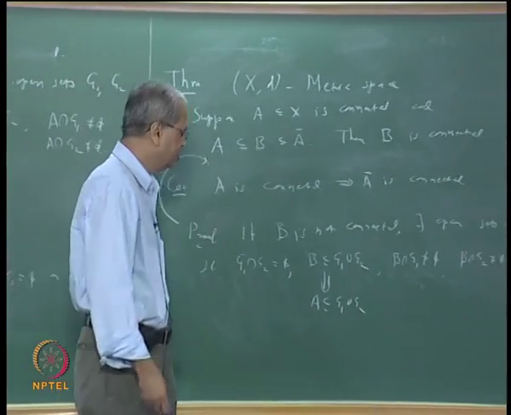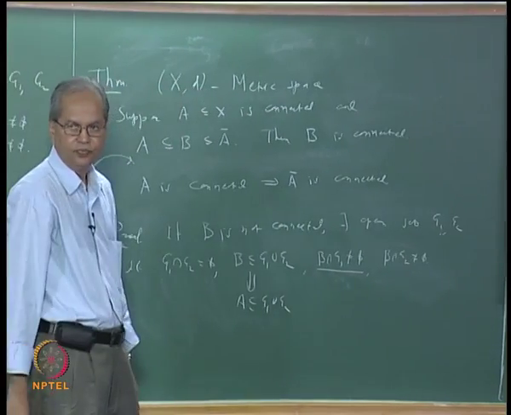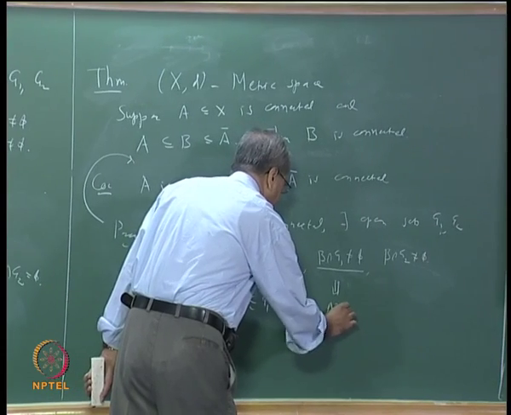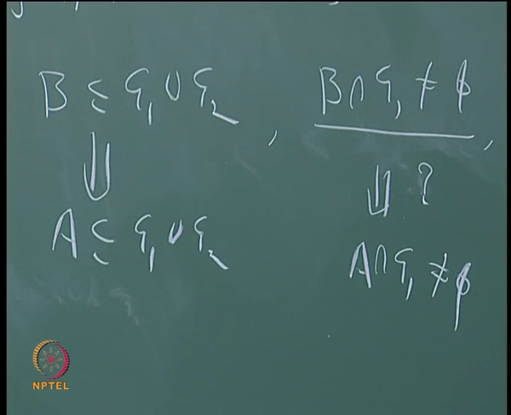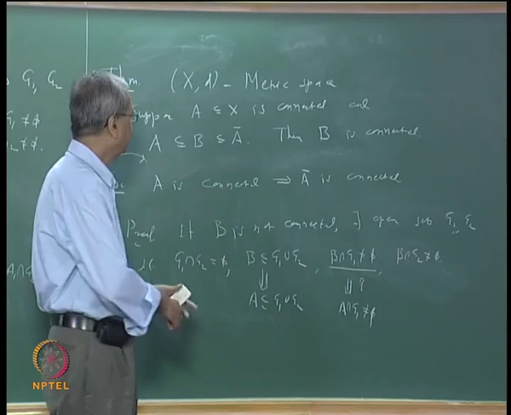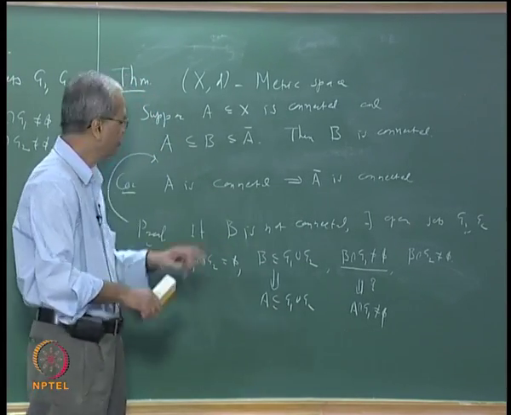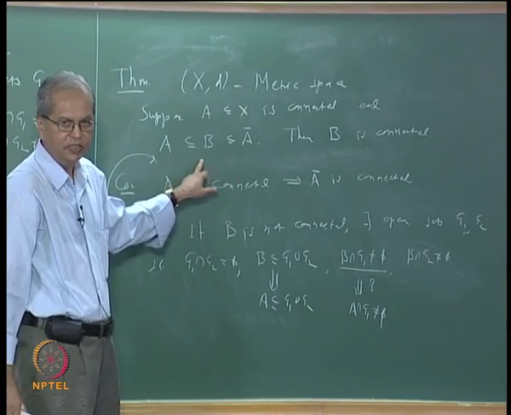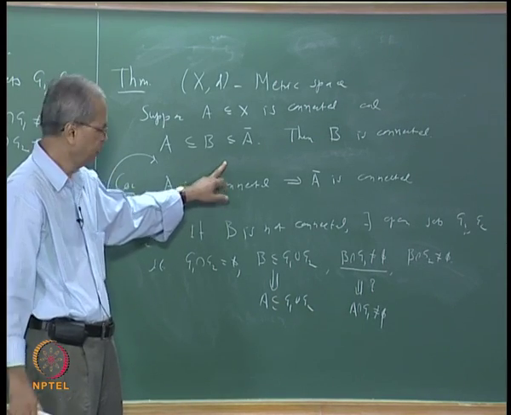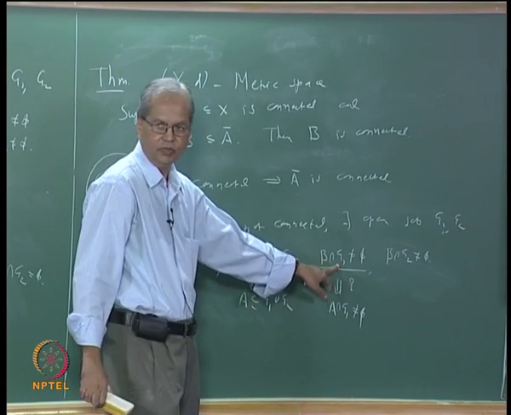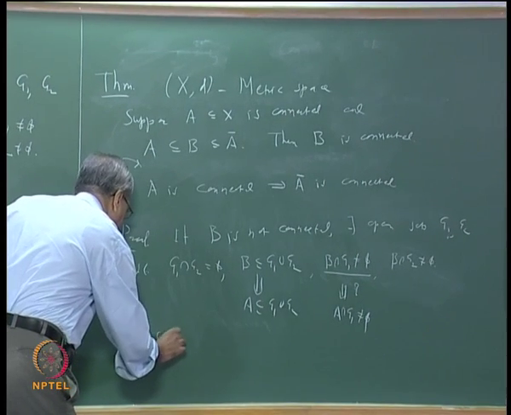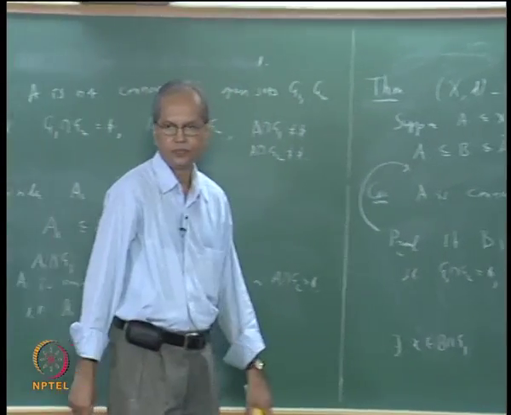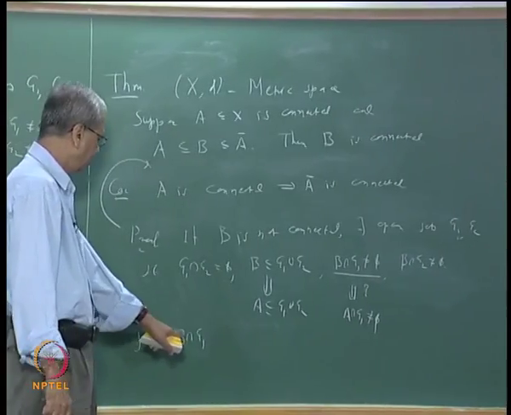The next question is this: from here B intersection G1 is non-empty, does this imply that A intersection G1 is non-empty? What is the answer? Remember, we have used this part that A is contained in B, but we have not yet used this part, B is contained in A closure. Every point of B is a closure point of A. So B intersection G1 is non-empty, that means there exists some point X in B intersection G1. So this X belongs to B and it also belongs to G1.